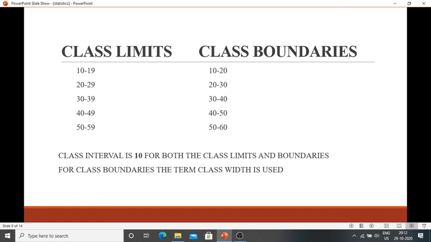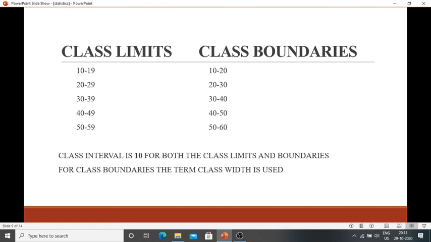Now for classification of data, we have talked about the classes. So technically there are 2 types of classes, class limits and class boundaries. Now what are class limits and what are class boundaries? Class limits, if we simply go by the term, are nothing but discontinuous classes. Why are they discontinuous? The example given will clearly explain that. That is 10 to 19, 20 to 29, 30 to 39. So there is a gap or a break in the class. So they are discontinuous groups.